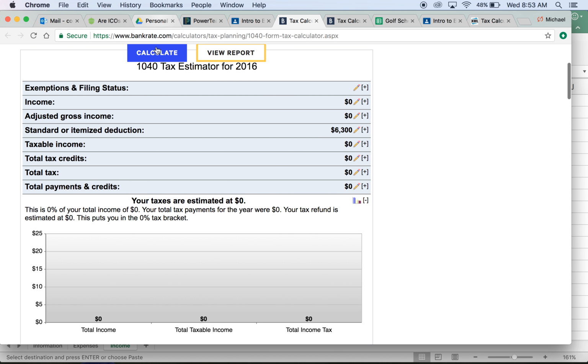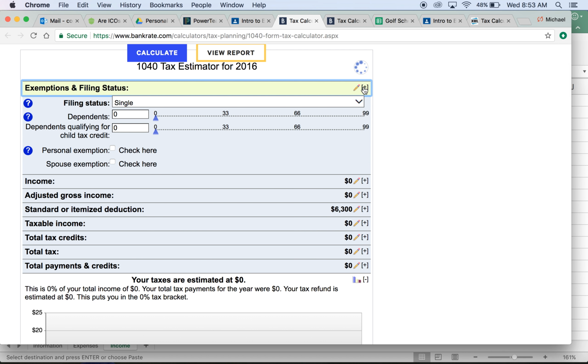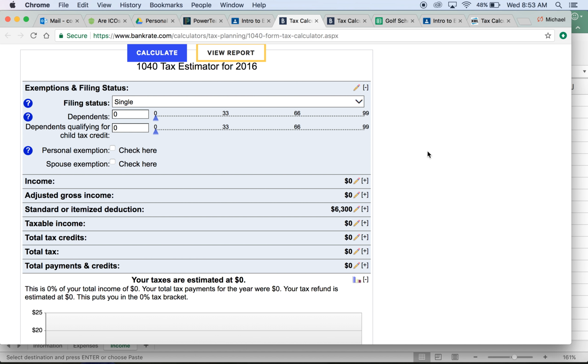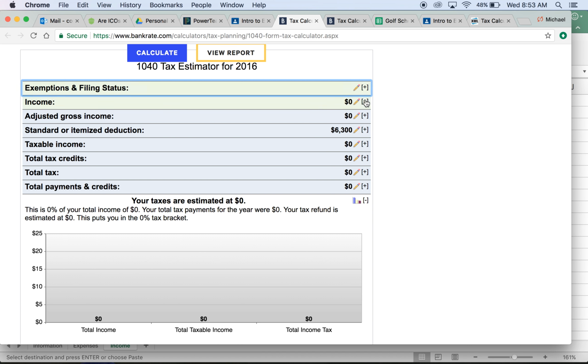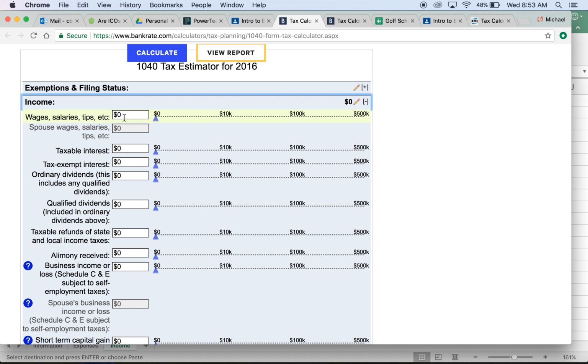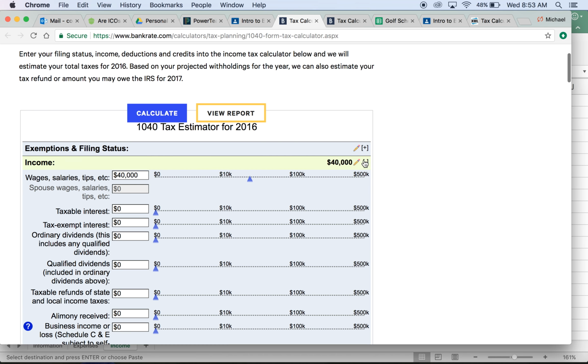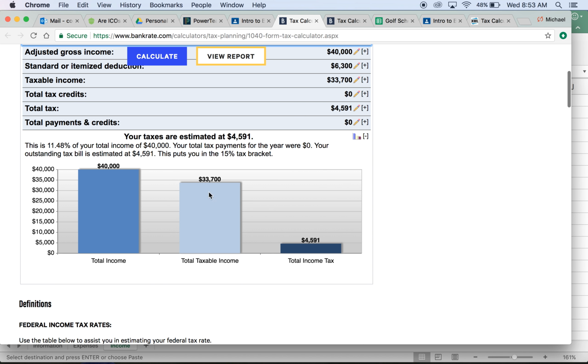All right. Now, if we come over here, there's really only two boxes that we need to make sure we check. Filing status is going to be single. Remember, we're 23 years old, just graduated from college, we got this job, and we're going to put in our income. So wages, salaries, tips, and mine is $40,000 gross annual salary. I don't have a spouse, nothing like that. And it is going to automatically go ahead and tell me that I'm going to pay $4,591 in federal income tax.